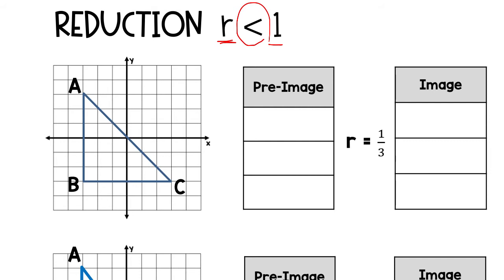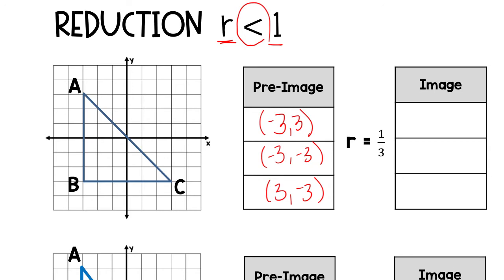So let's write the coordinates for our pre-image down. A is at -3, 3. B is at -3, -3. And C is at 3, -3. 3 right, 3 down. Our R, the dilation coefficient, is 1/3. So it's less than 1, so that means our new image is going to be smaller.